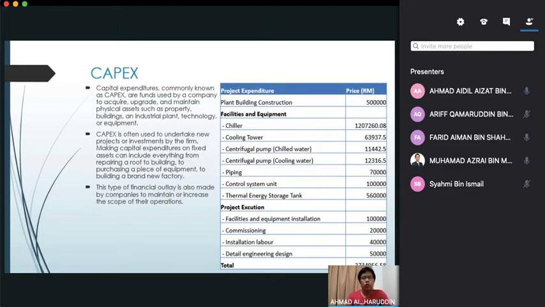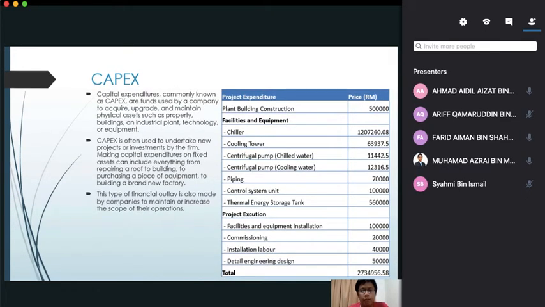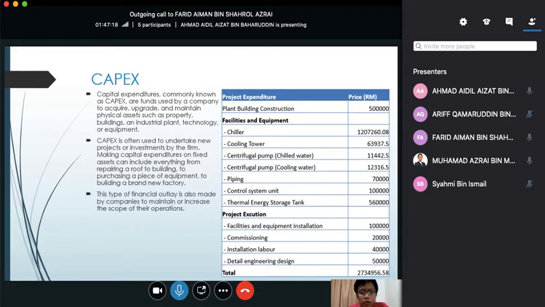First, CAPEX. CAPEX, capital expenditure, are funds used by a company to acquire, upgrade, and maintain physical assets such as property, buildings, industrial plants, technology, or equipment. CAPEX is often used to undertake a new project or investment by the firm. Making capital expenditure on fixed assets can include everything from repairing a roof, to purchasing a piece of equipment, to building a brand new factory. This type of financial outlay is also made by companies to maintain or increase the scope of the operation.